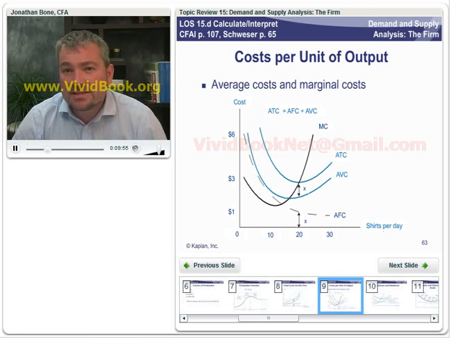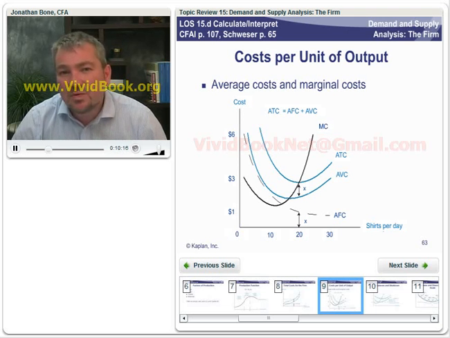Average total cost is nothing more than average fixed cost plus average variable cost. So average total cost is the total cost to the firm of producing a unit. Now let's look at marginal cost. Marginal always means additional. So the marginal cost is the additional cost you would get from producing one extra unit.